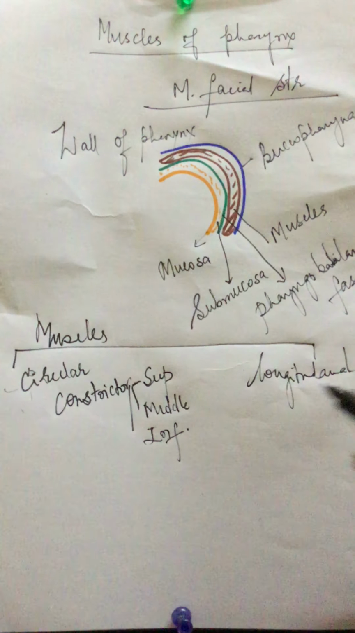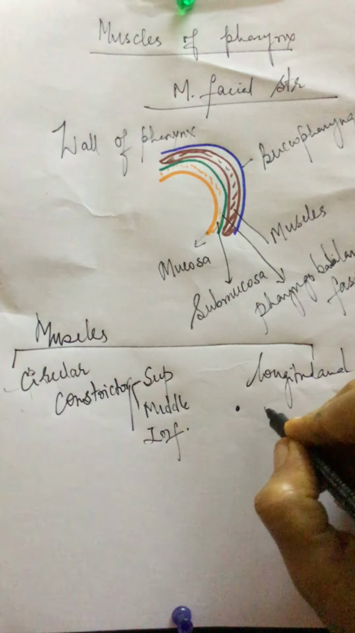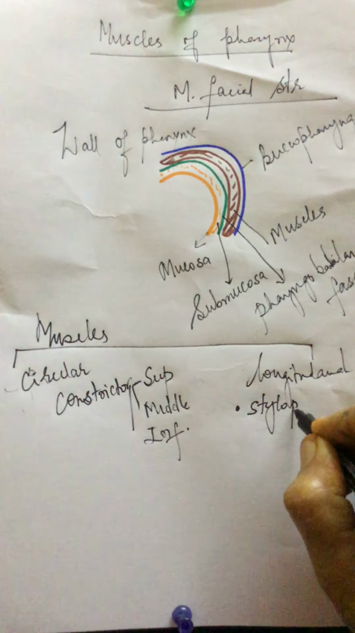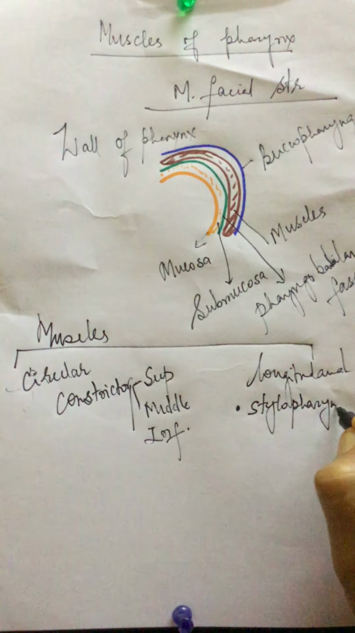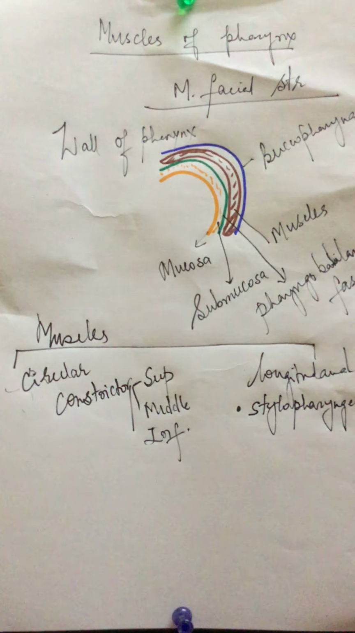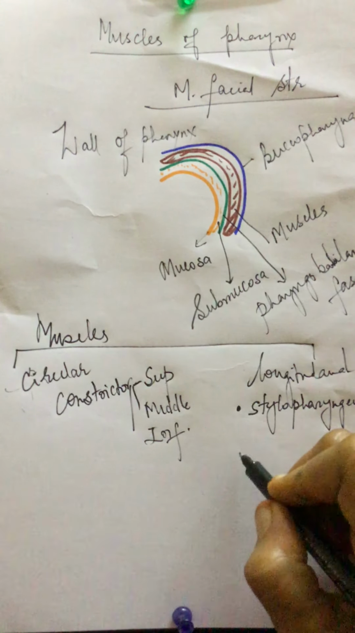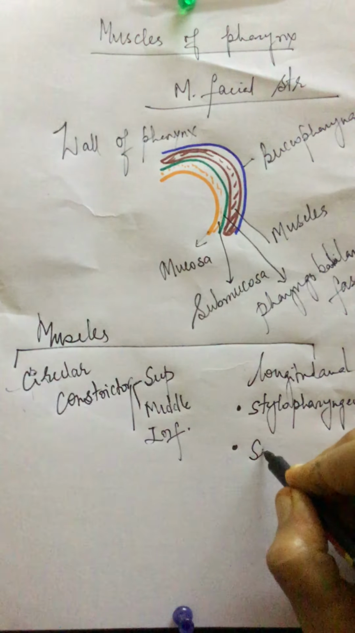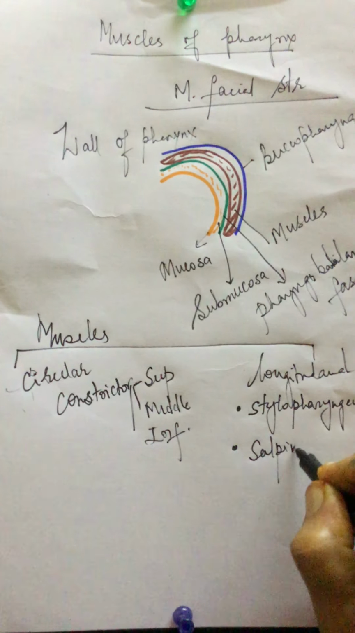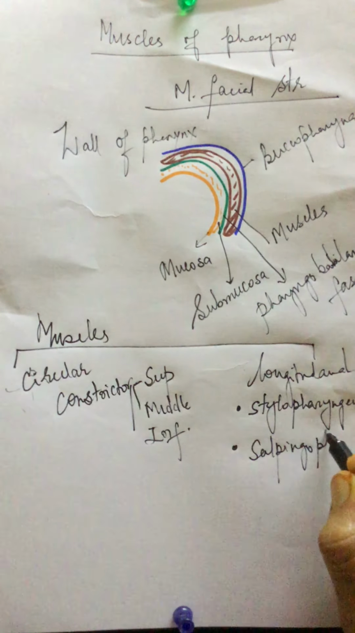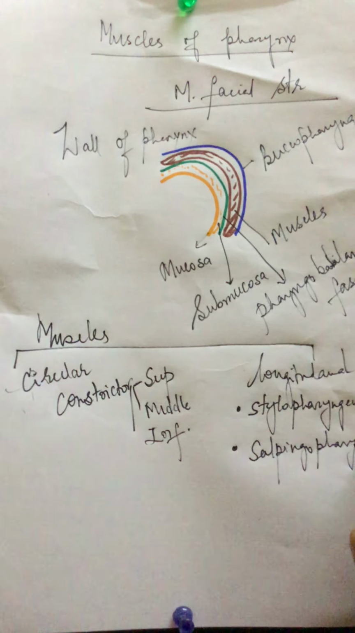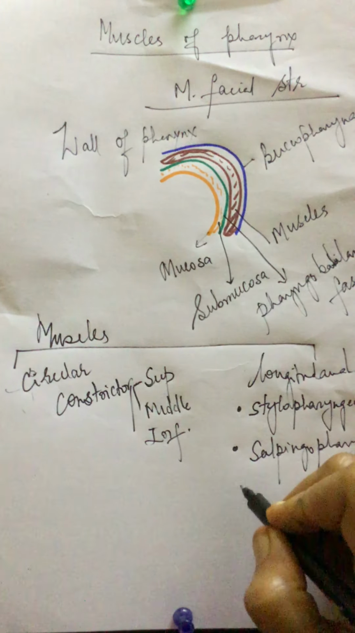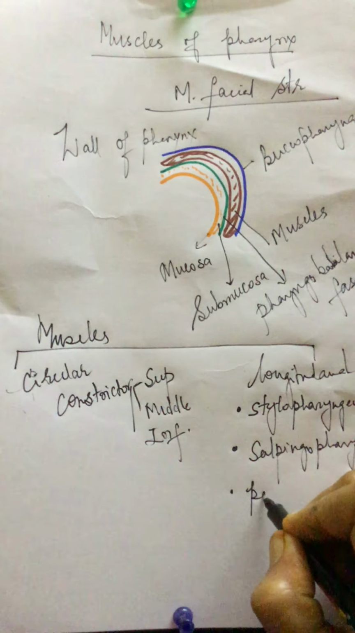The longitudinal group of muscles include number 1, stylopharyngeus, from the styloid process to the pharynx. Then salpingopharyngeus, from the auditory tube to the wall of the pharynx. And the last one is palatopharyngeus.